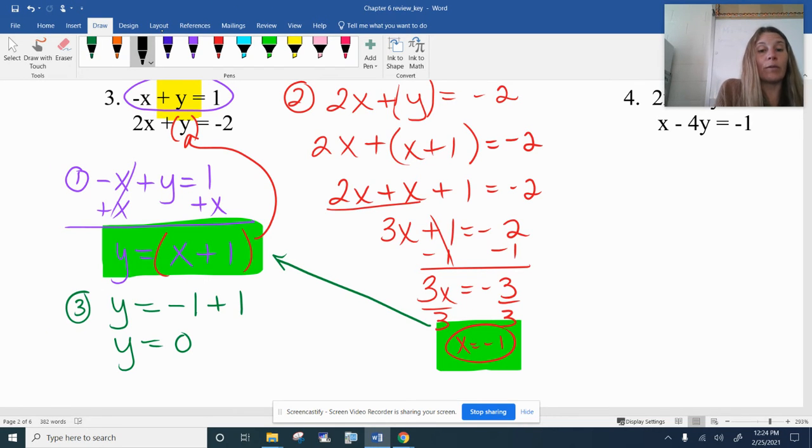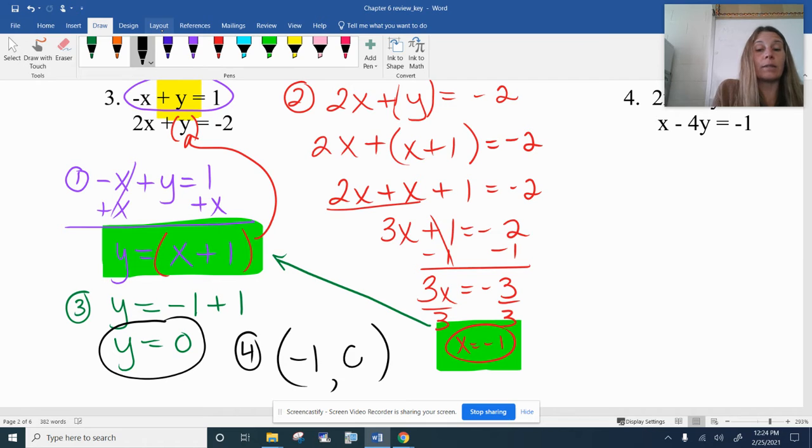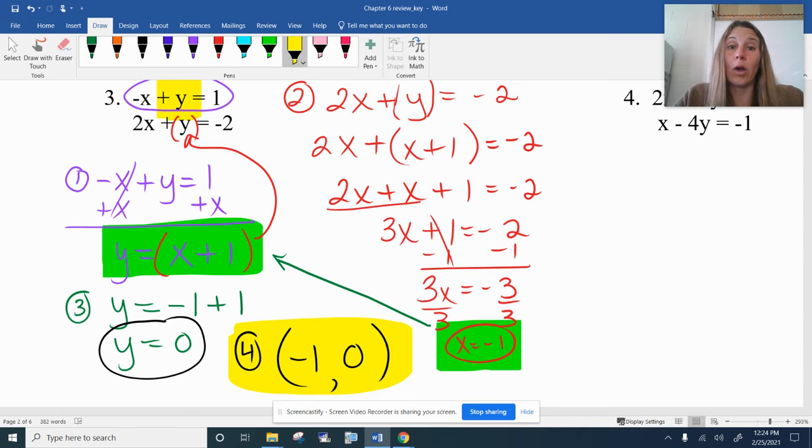So then technically we have a fourth step, right? And that's to write the solution. So we know that x is -1 and y is 0. So we identify our solution as the ordered pair -1, 0.